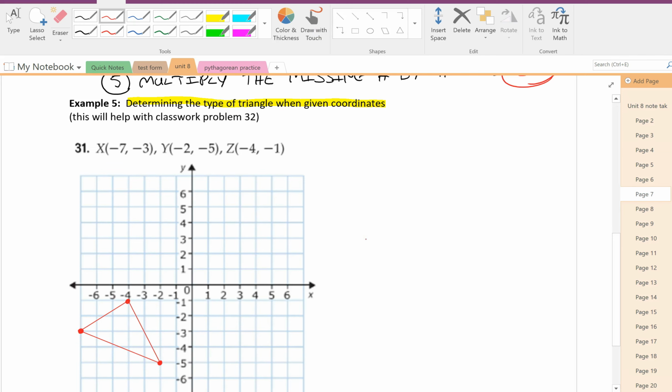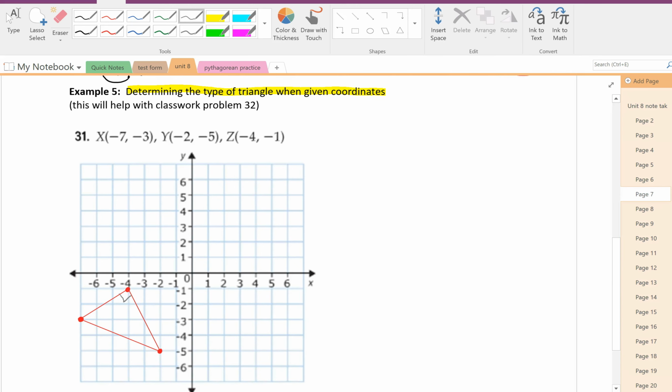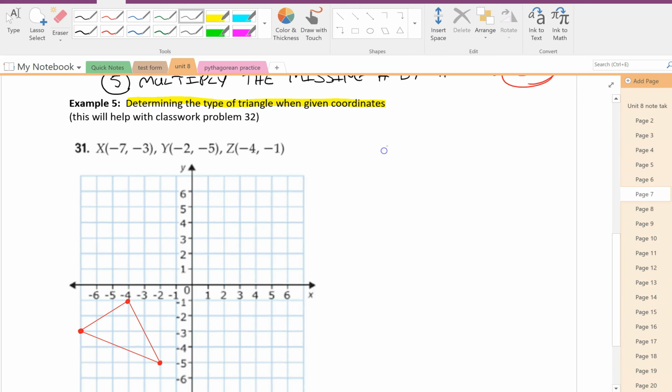It wants to know, is that a right triangle, an acute triangle, or an obtuse triangle? So when I first look at it, it looks like maybe that's a right angle, but I can't be sure. Here's something I'm going to say to you, and I'm sure I'm going to have to say it to some of you again. Don't just assume that because it looks like a right triangle that it necessarily is. We have to check. A right triangle has a 90 degree angle.